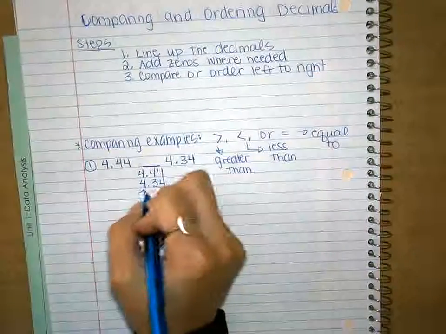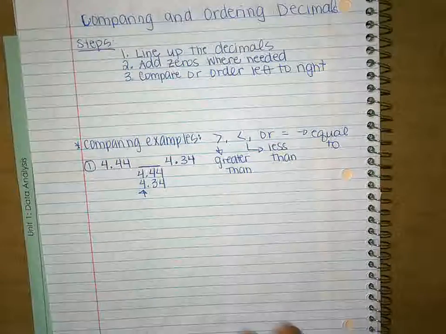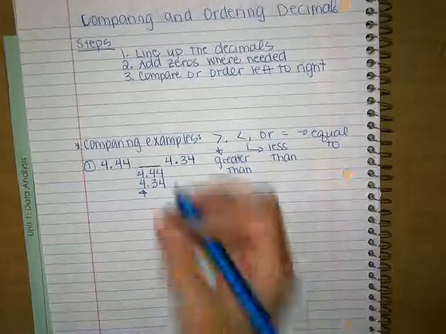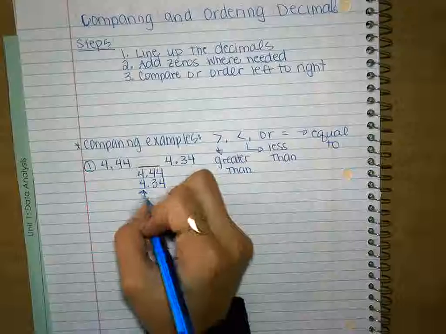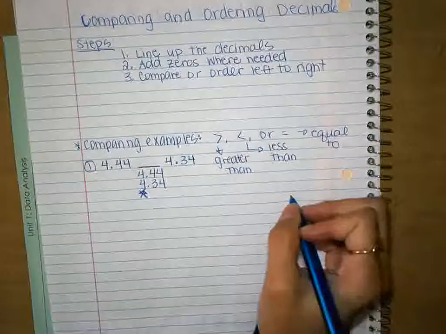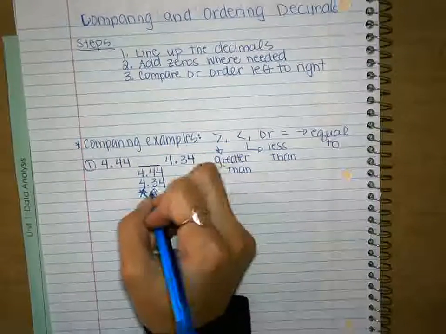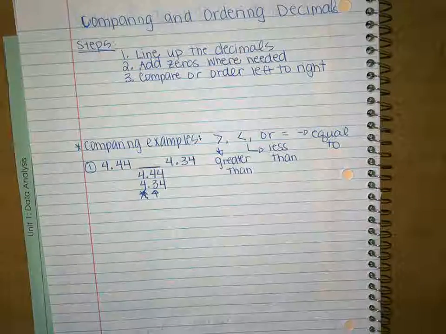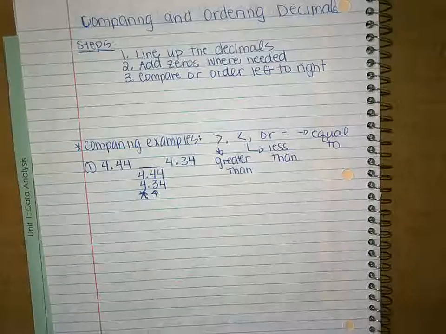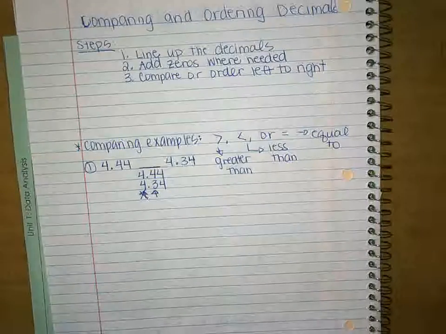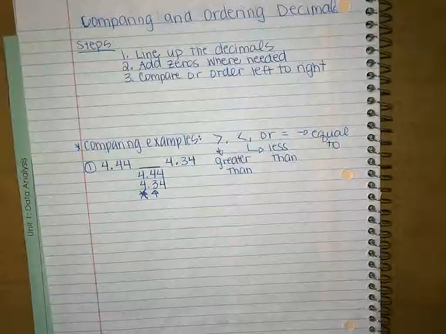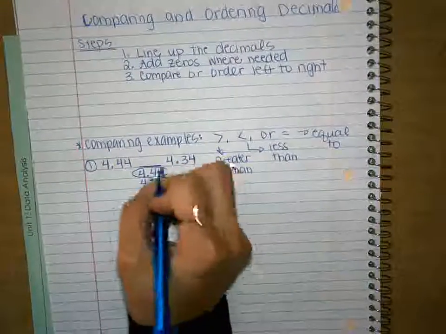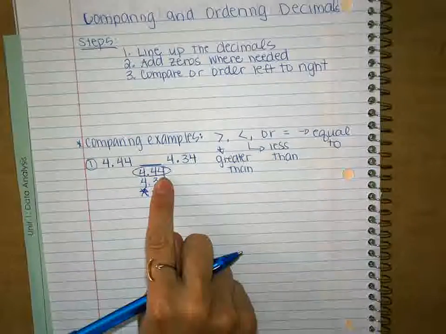So when I look at this, I look at that 4. Well, they're both 4, so I cannot do anything because they're both exactly the same. So I'm going to leave that be. I'm going to look at the next column, which happens to be the tenths column. When I look at the tenths, I notice they are different. I am comparing, so I want to know which number is bigger, the 4 or the 3. Well, the 4 is bigger, so that means that 0.44 is bigger.